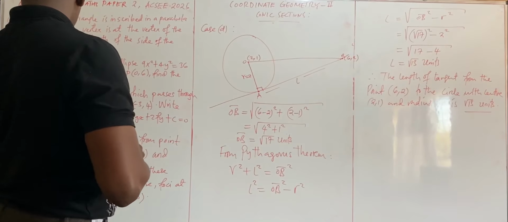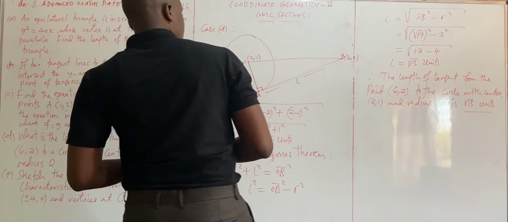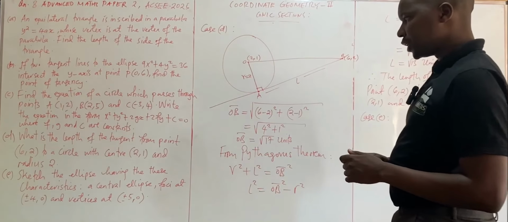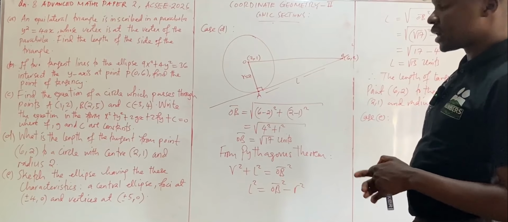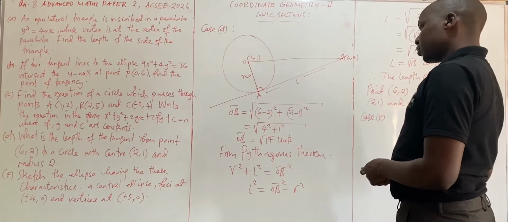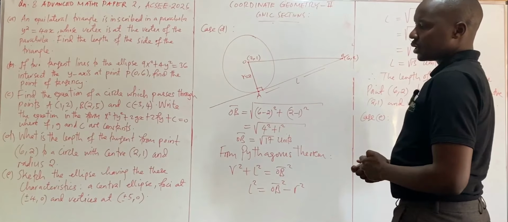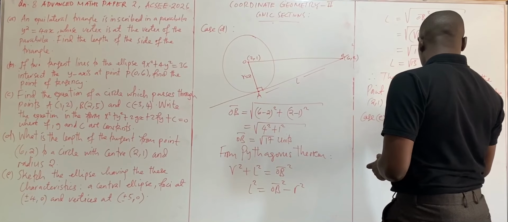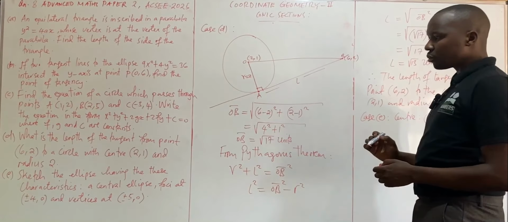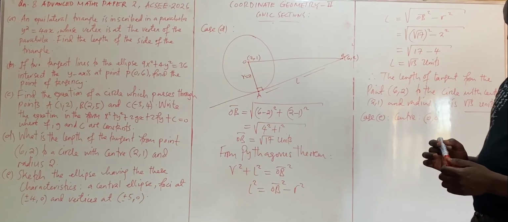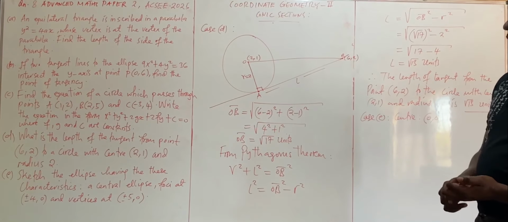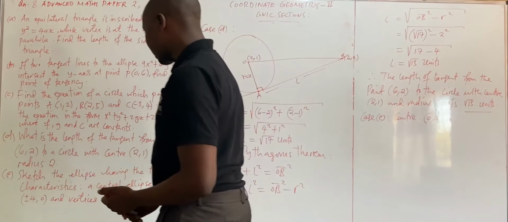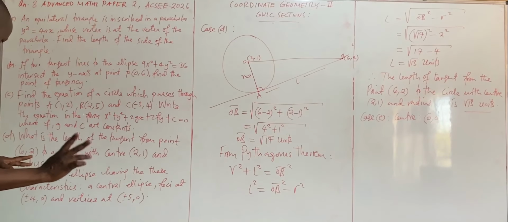Now let's see case E. In case E, we are provided with the information to sketch the ellipse having these characteristics. A central ellipse, when we say central ellipse, it means the center of that ellipse. So here the center of that ellipse is the origin (0, 0). And for the other characteristics, we are provided with the foci. The foci is the plural of focus, so here we have two foci.